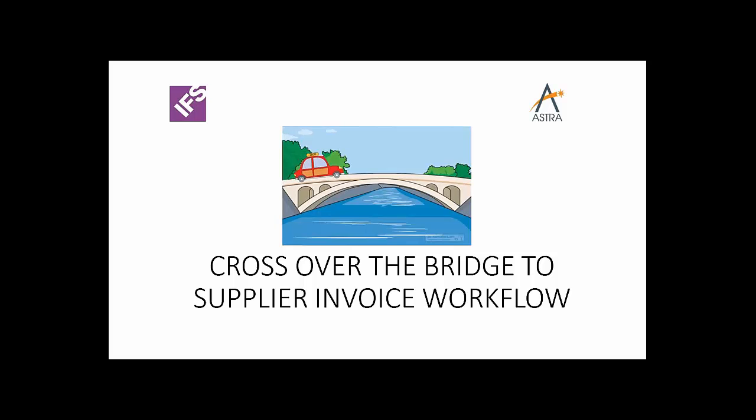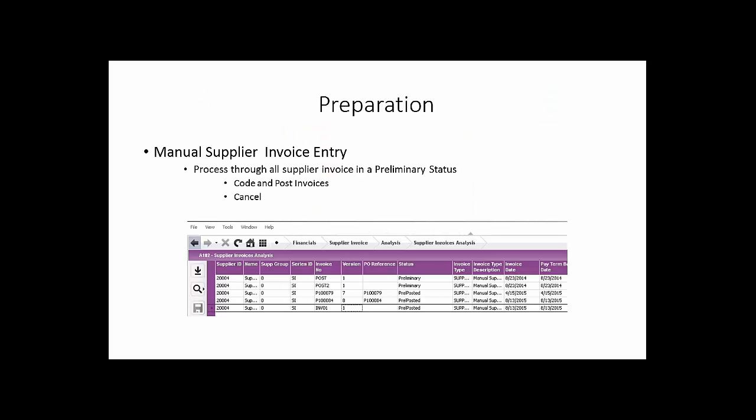And the first item, as you all know, we always have to prepare for the change. What you need to look at as you make a determination is whether you have supplier invoices that may be in a preliminary state. If you have invoices currently in your manual supplier process that are preliminary, whether they're paid posted or totally preliminary posted, you need to either post those invoices, code them, or cancel them so that you're ready to be re-entered once you enable the workflow process.